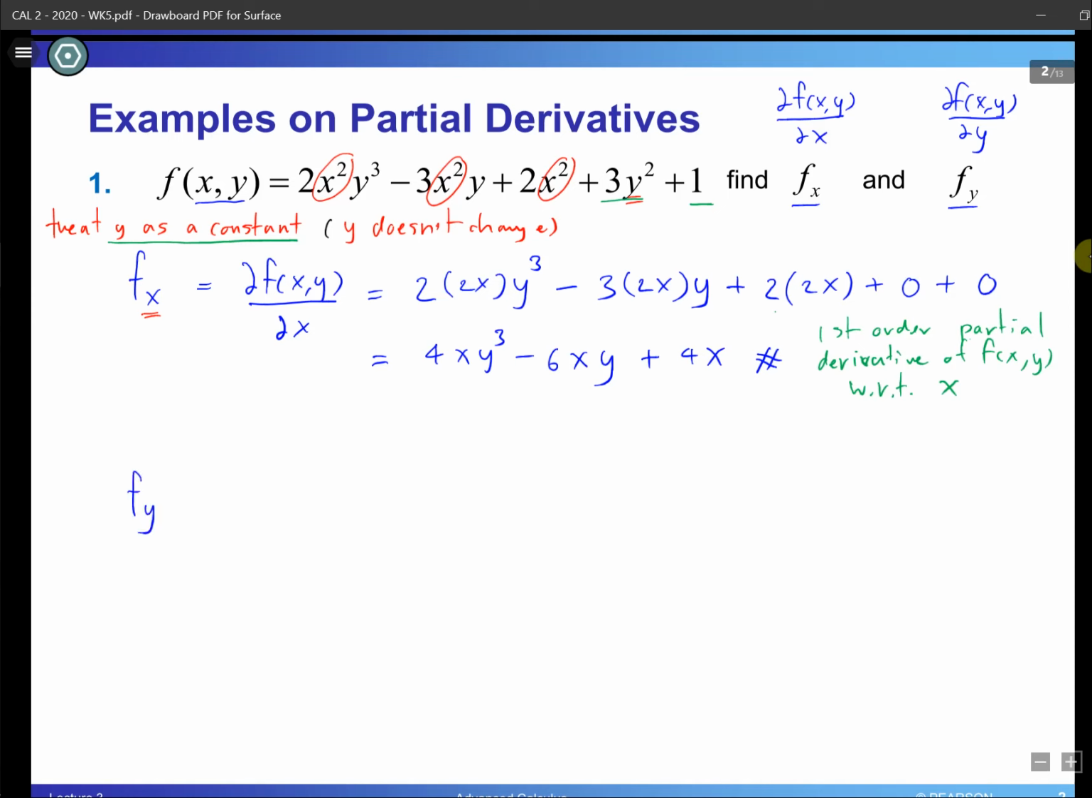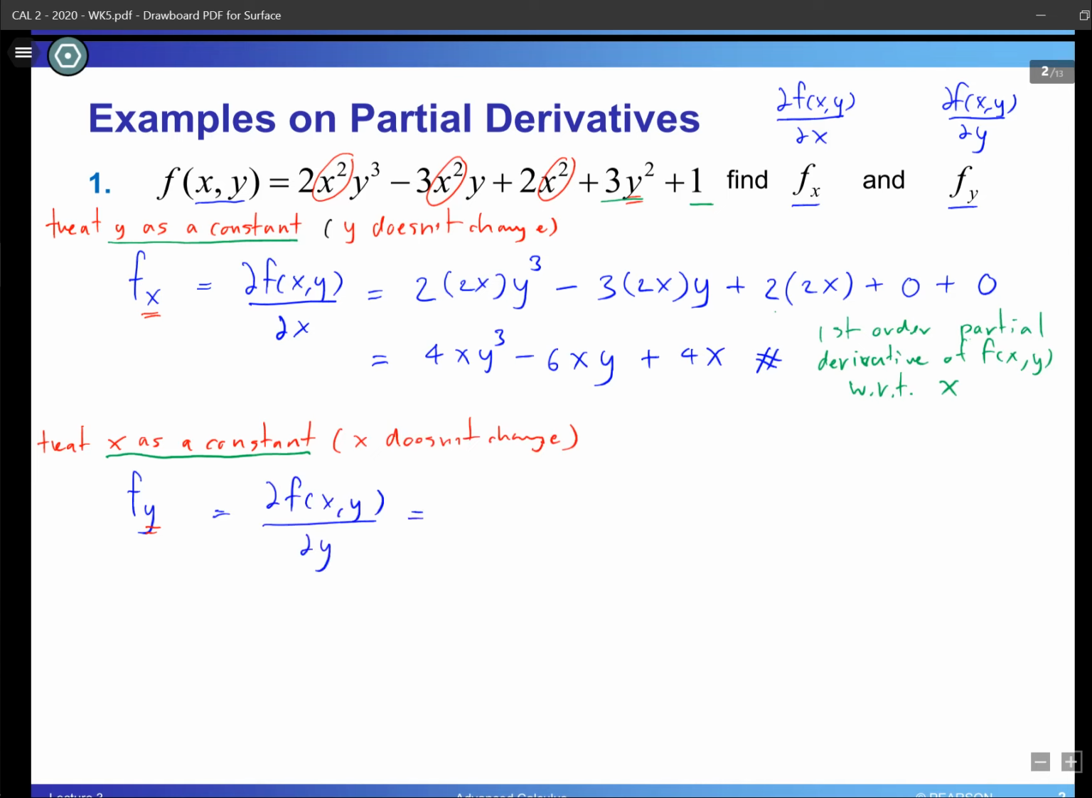And here we are working with the y variable, which means that we are going to treat x as a constant. X is not going to change here. So right above here, treat x as a constant. In this case, x is not going to change its value. We are studying on the y-axis. So make a note right here that x doesn't change. Alright, so what we need to find here is df, same thing, of x and y with respect to y.